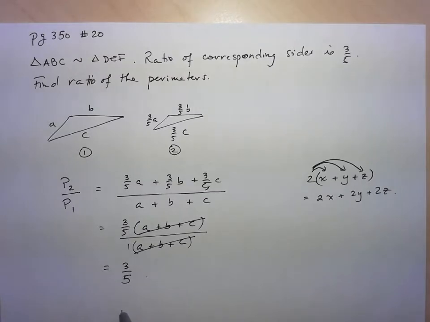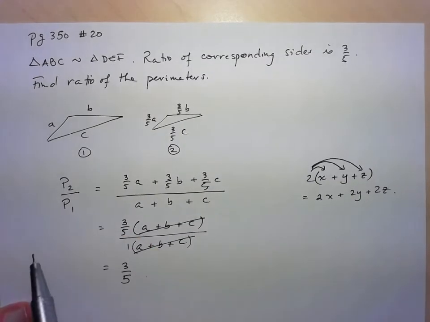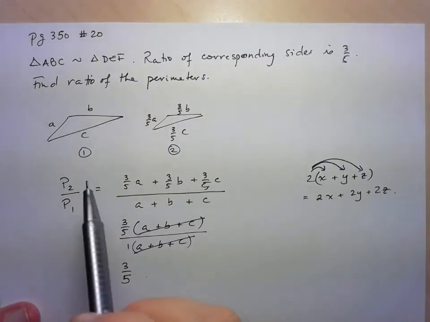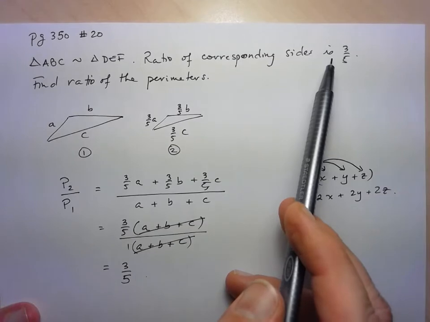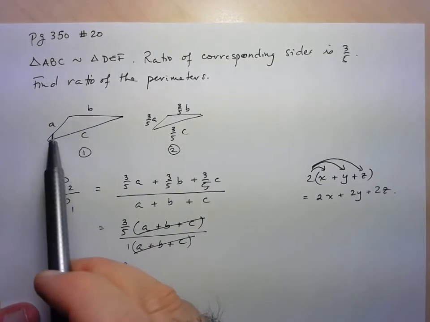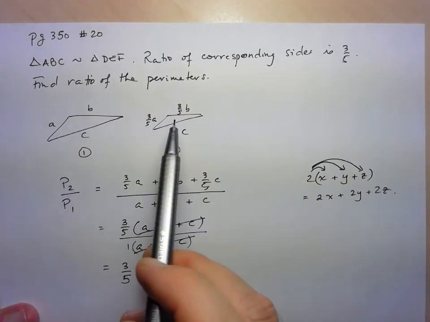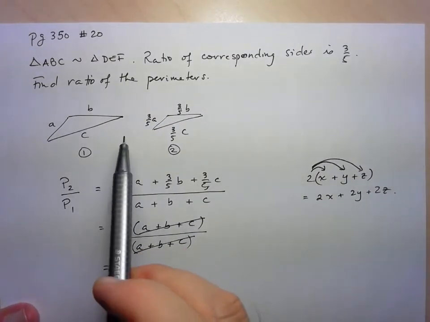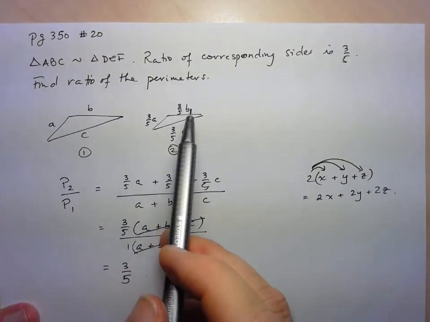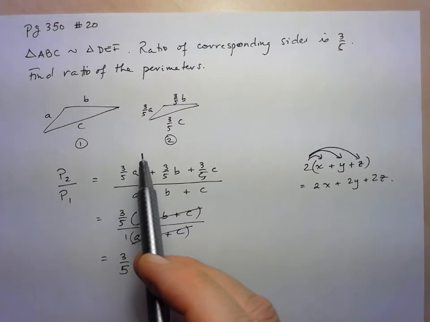Okay, but so let's just recap the setup of this problem. So step number 1, always start with a diagram. Okay, step number 2, use the fact that they gave us the ratio of the sides. They didn't tell us what A, B, and C were equal to, but I know that the ratio of the sides is 3/5. So that means the second triangle that I'm working with will just have sides 3/5 A, 3/5 B, 3/5 C.